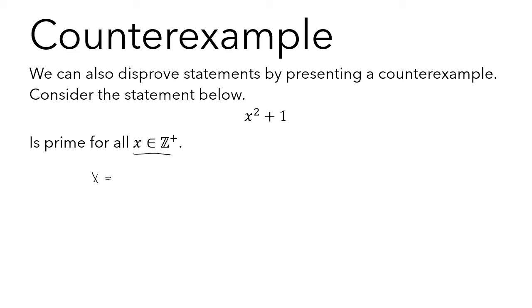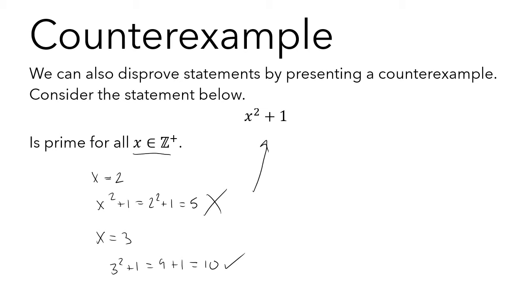So if we put in 2, we get x squared plus 1 equals 2 squared plus 1 equals 5. That's prime, so that didn't work. Let's try x equals 3. Well, that would be 3 squared plus 1, which equals 9 plus 1 is 10, which is not prime. So that has disproved the original statement by our counterexample, x equals 3.